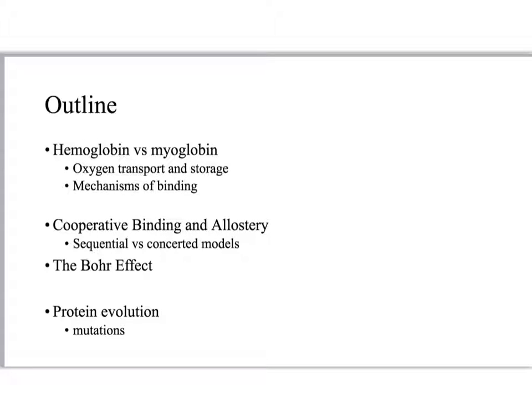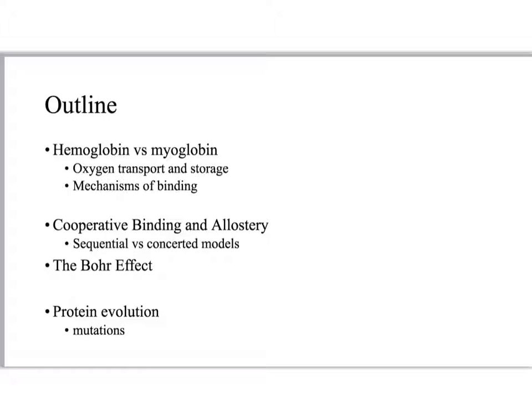Just to outline what we're going to talk about, we will look at the structures and the functions of hemoglobin versus myoglobin, oxygen transport and storage, mechanisms of binding, that binding of oxygen there. We will look at cooperative binding and allostery, so sequential versus concerted models of binding. We'll talk about something called the Bohr effect, and then protein evolution and mutations that are present.